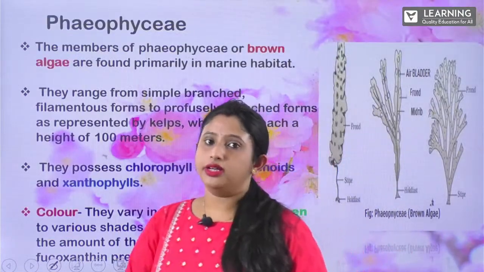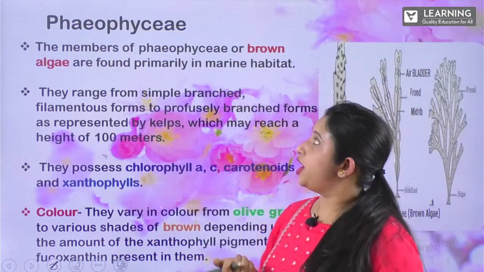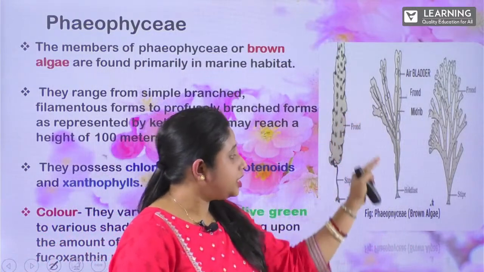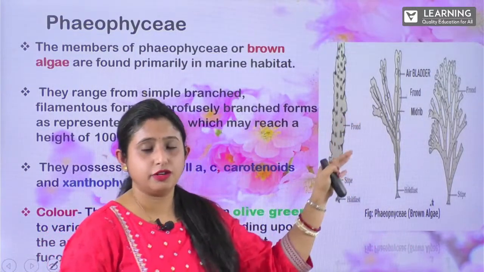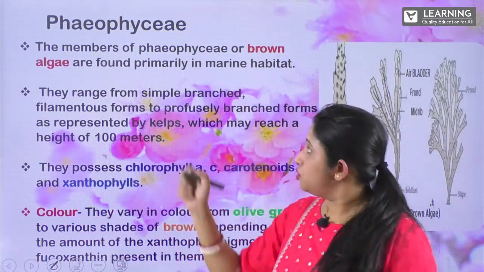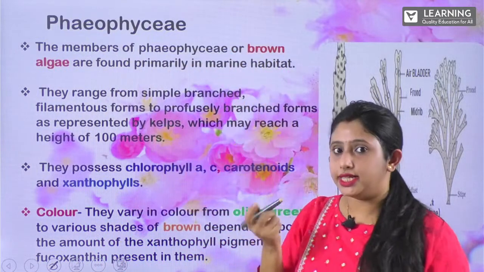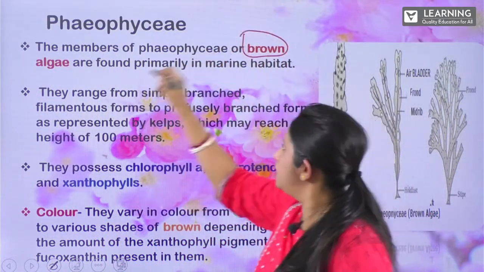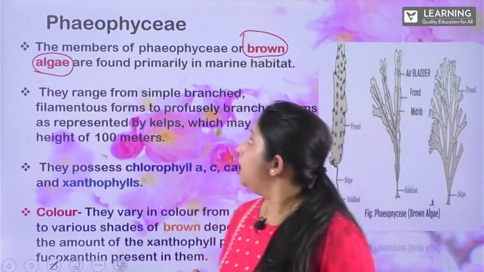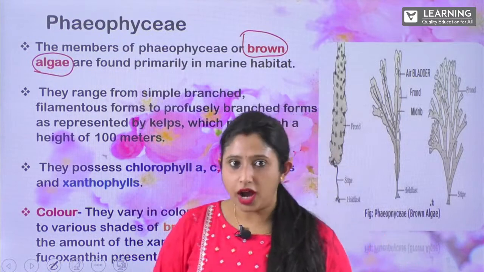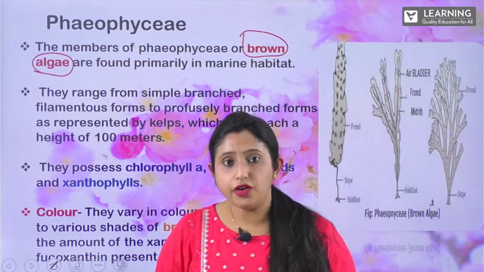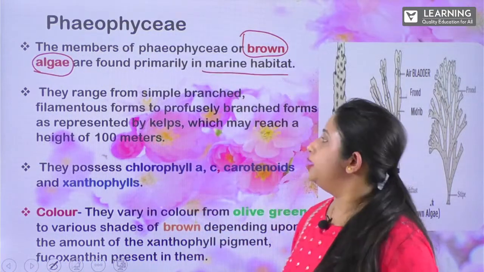The next one is Phaeophyceae. You can see the figure of this algae. These are also known as brown algae. The other name of Phaeophyceae is brown algae. Where are they found? They are found in marine habitat.